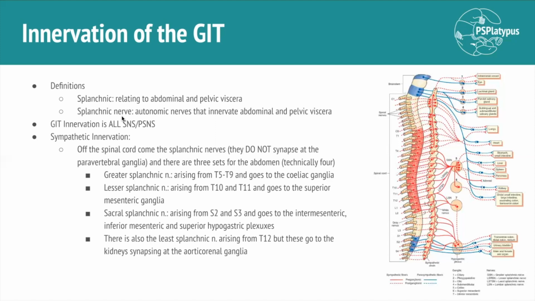There is also the least splanchnic nerve arising from T12, and these go to the kidney, synapsing at the aorticorenal ganglia. And then the postsynaptic fibers from there innervate the target organ, causing the effects that are wanted.